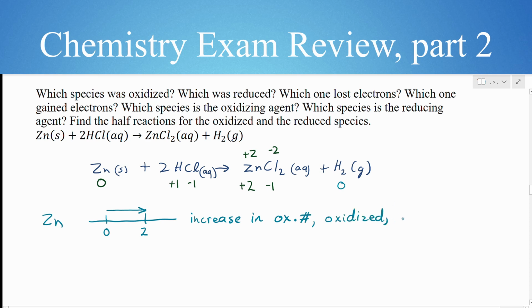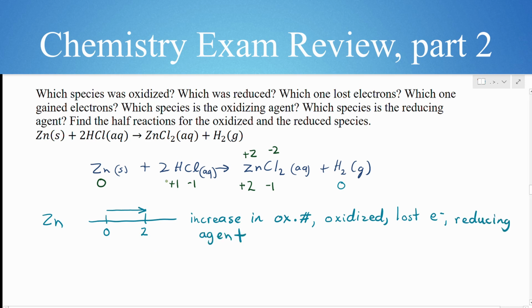And something that is oxidized has lost electrons. Okay, I'll put E- for electrons. And lastly, something that was oxidized must have caused the reduction of another thing. So we'll call this one the reducing agent.